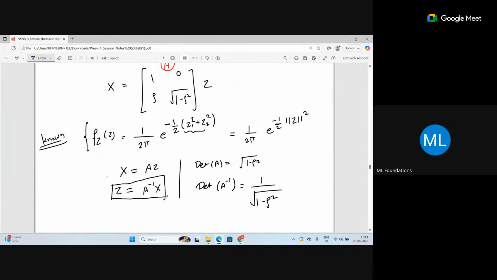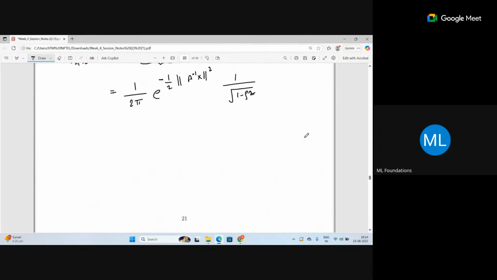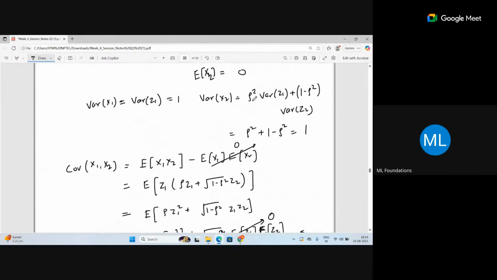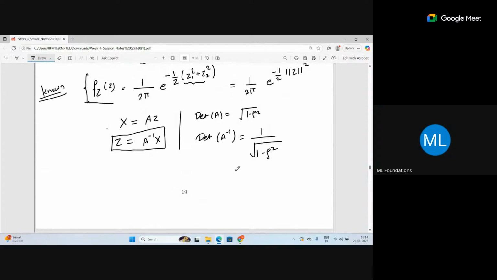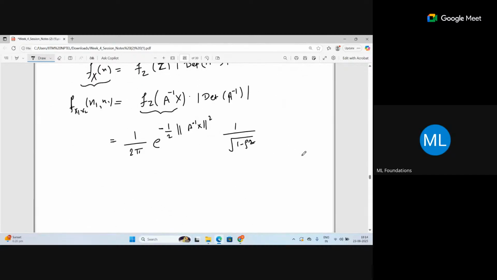Z was equal to A inverse of X. F of Z, we have already said that this is the density, right? 1 by 2 pi e to the power minus half norm of Z square. I just plug in A inverse of X instead of Z there because I know the joint density between Z1 and Z2. And the determinant of A inverse we have already calculated. It was A inverse. I'll show that to you as well. Yeah, here itself we have calculated that. And so all of these things we have now calculated at one place, and we have come up to this equation, right?